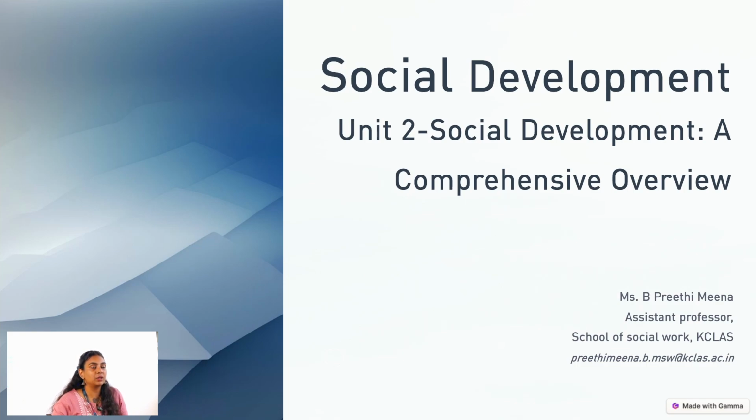Social development focuses on the holistic well-being and progress of individuals and communities, emphasizing equality, justice, and human dignity. Social work in India is critical in promoting social development by addressing issues such as, we discussed earlier, poverty, inequality, and social exclusion. For example, organizations like Tata Institute of Social Sciences and CRY, Child Rights and You, work toward child welfare and community empowerment, highlighting the impact of social work on development.